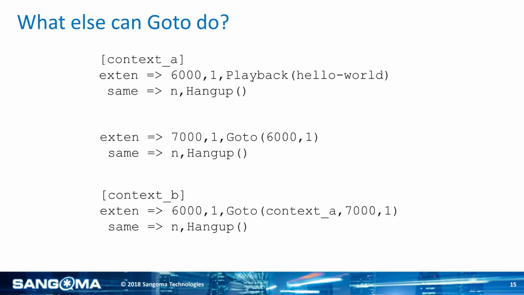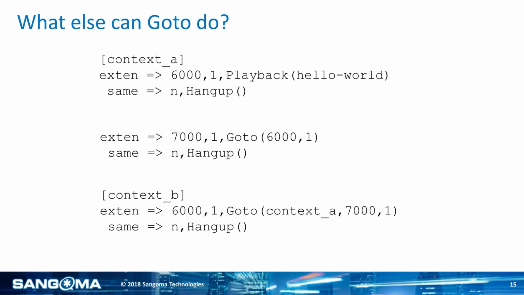So what else can Goto do? We saw where it can go to a priority. You can also go to an extension and a priority. So in this case, go to 6,000 priority 1, which would jump back up to there. So if we dialed 7,000, it would jump up, play back hello world, and then hang up the call.